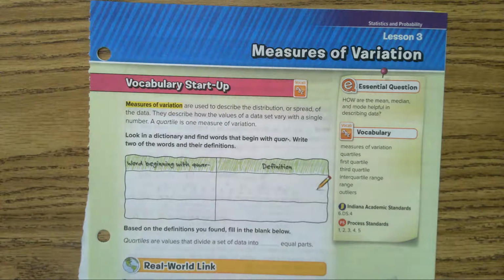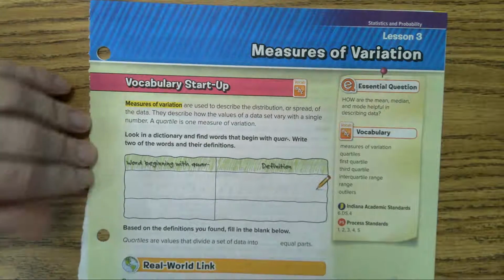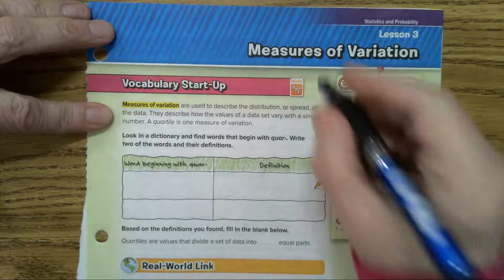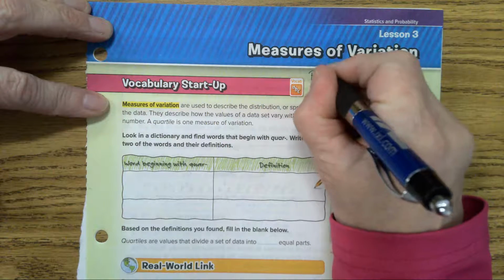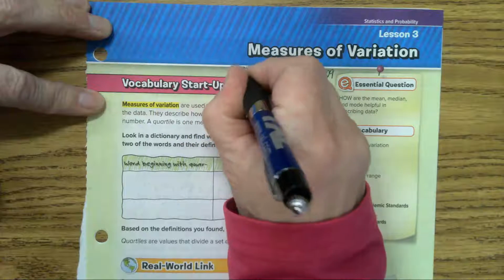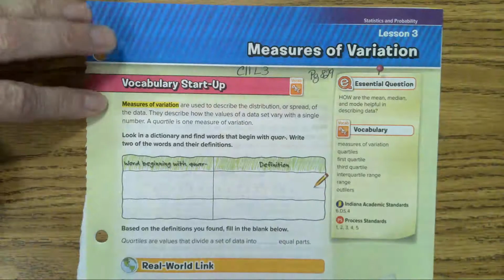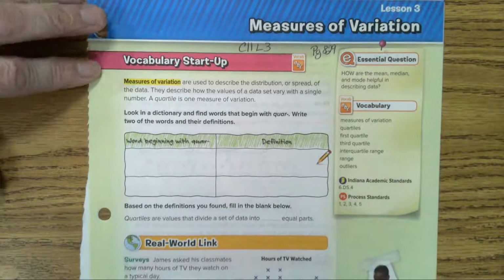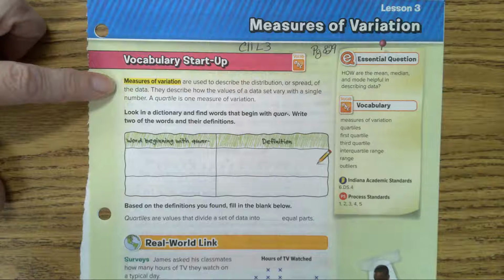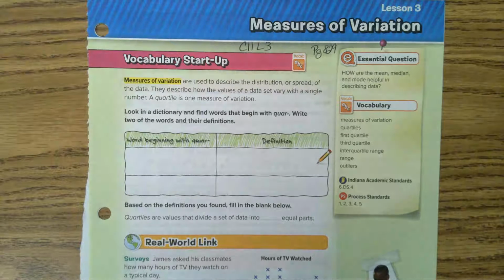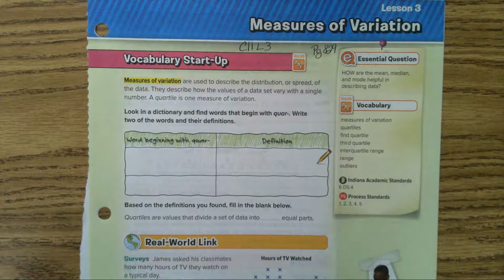This is Chapter 11, Lesson 3, located on page 829. Once again, Chapter 11, Lesson 3, Measures of Variation. All right, what does that mean? Measures of variation are used to describe the distribution or spread of the data. They describe how the values of a data set vary with a single number. A quartile is one measure of variation.